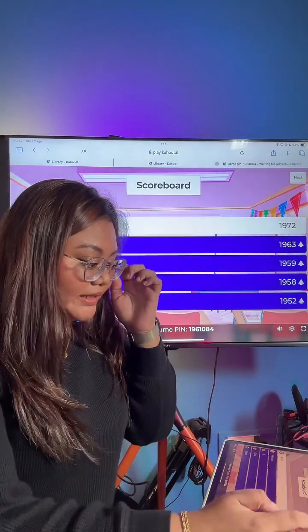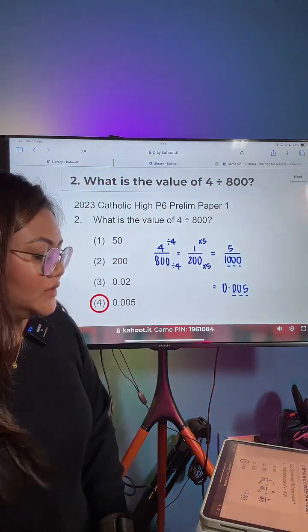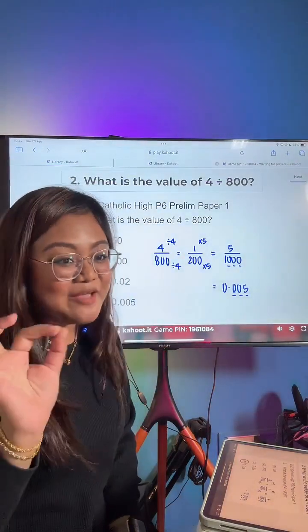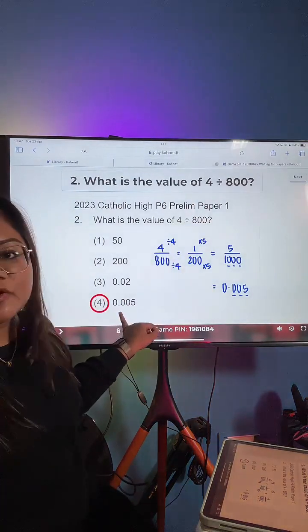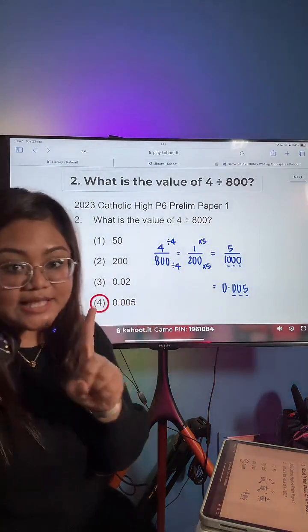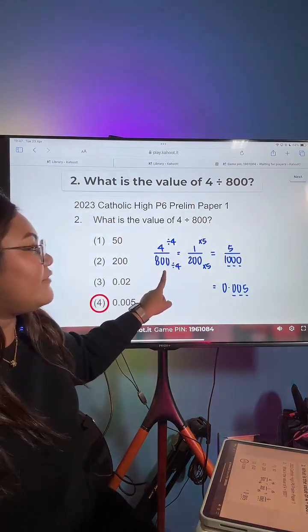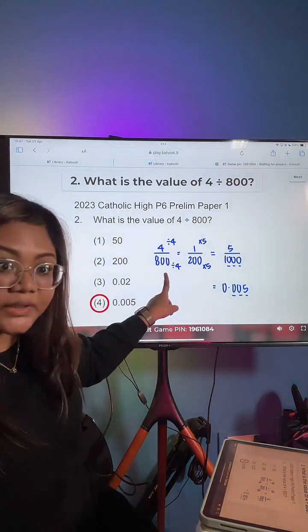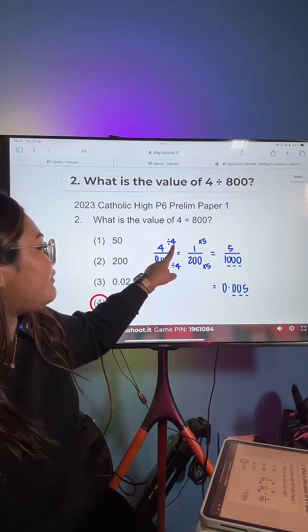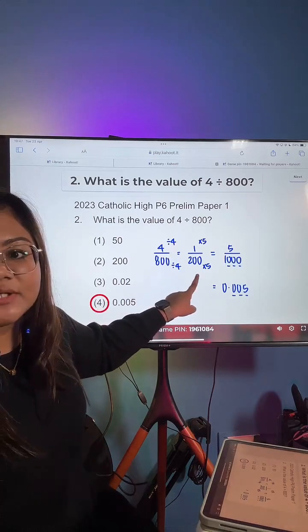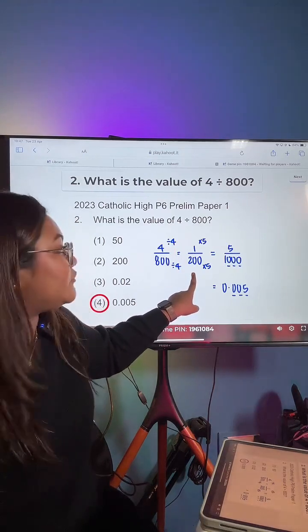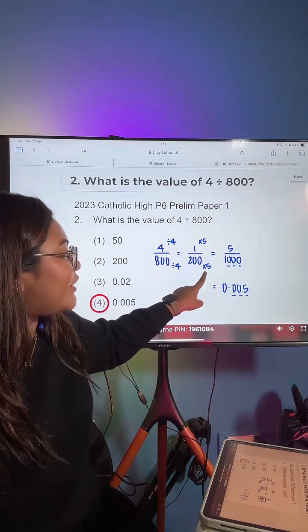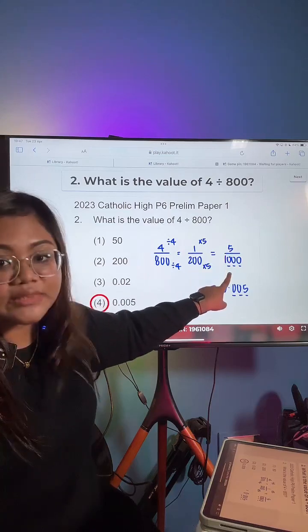Next question. Sorry, let me explain first. Why is 4 divided by 800 giving us 0.005? Step 1, I write it in fraction form. Step 2, I simplify. Divide 4 throughout, and I get 1 out of 200. Then I multiply by 5 throughout, and I get 5 out of 1000.